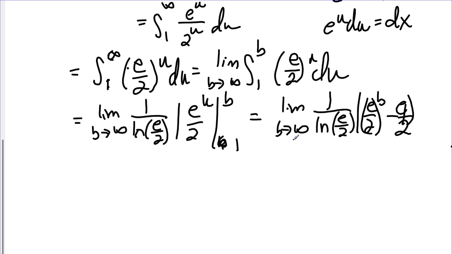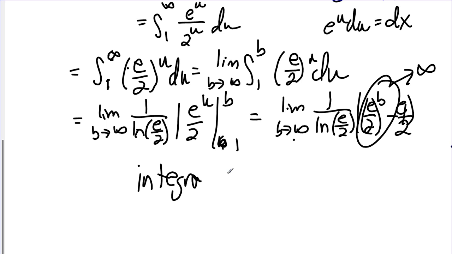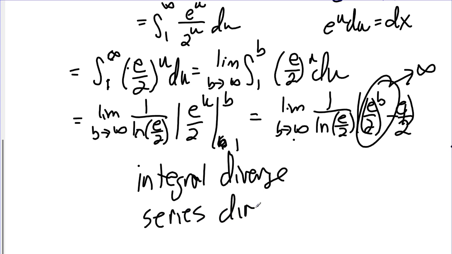What's going to happen then as b runs out to infinity, this term then is going to take off to infinity, so then our integral will diverge. Therefore, because the integral diverges, therefore the series will diverge. And that is using the integral test.